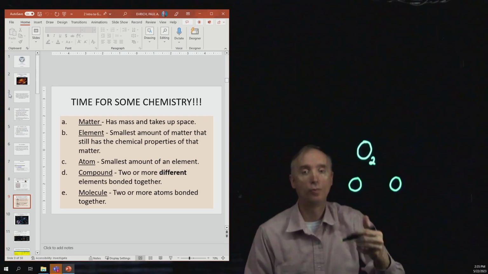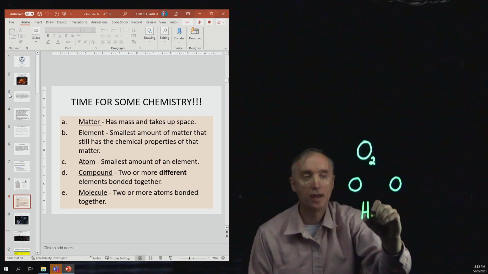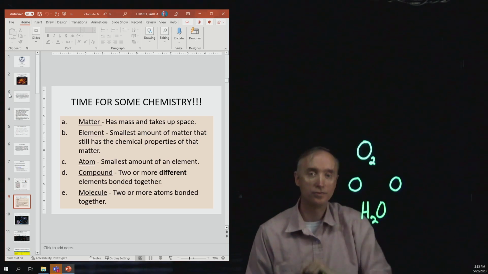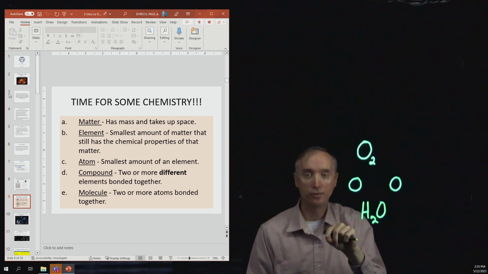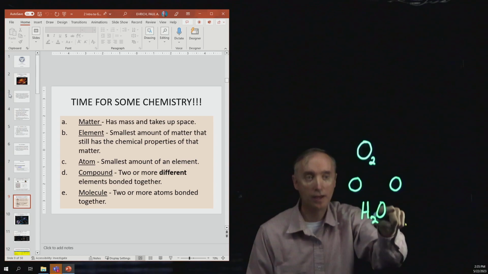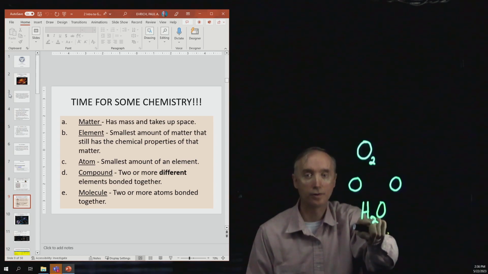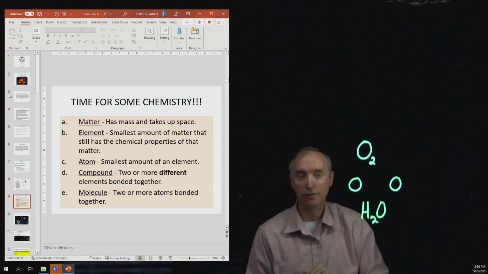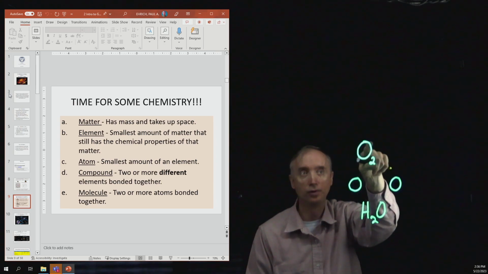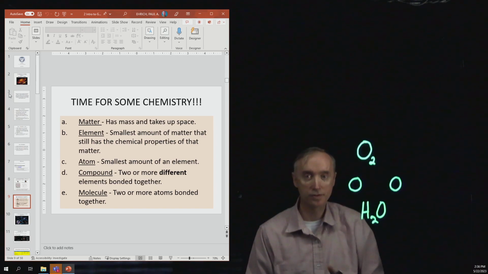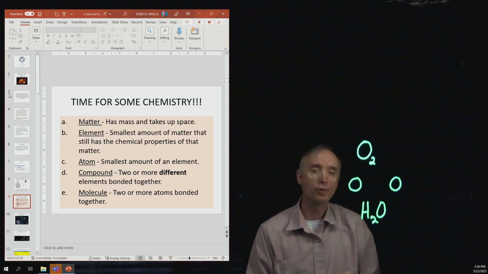So for example, water. Water is H2O. So that would be a chemical compound. It's got hydrogen and oxygen in it. But a molecule is going to be two or more atoms bonded together. So this could be a molecule of water, but this thing up here would also be a molecule of oxygen. So this would be two like elements that are glued together, and then these are two different elements that are glued together.